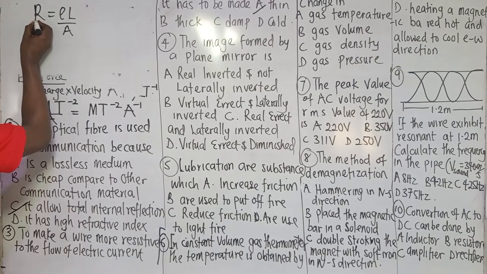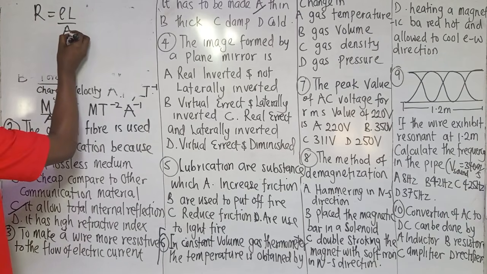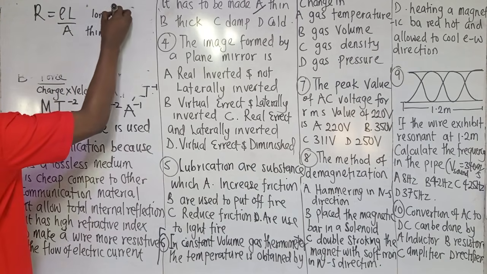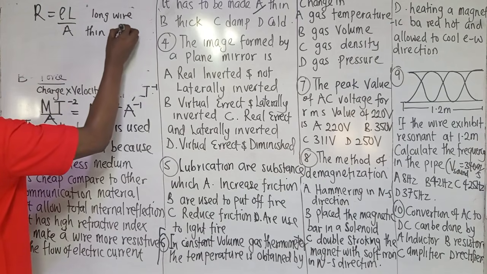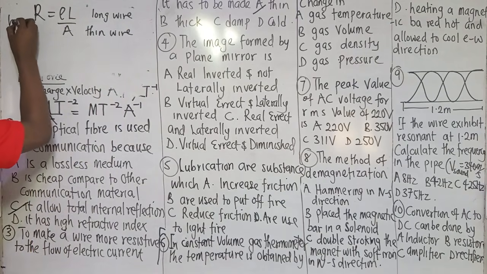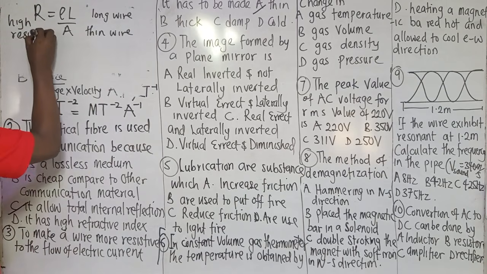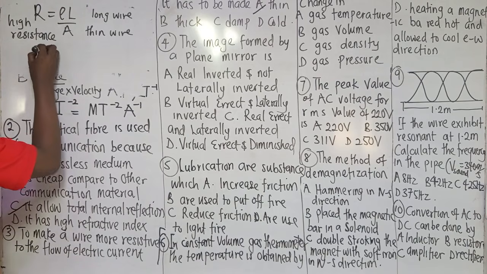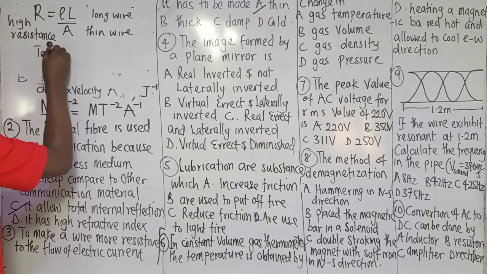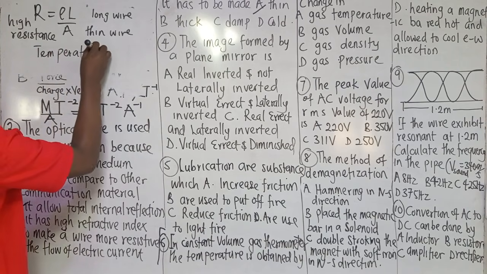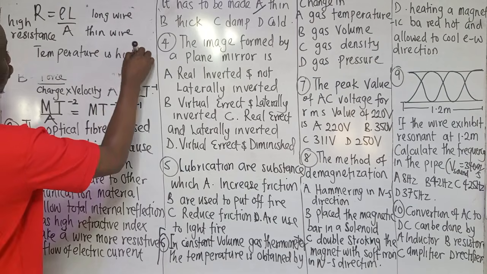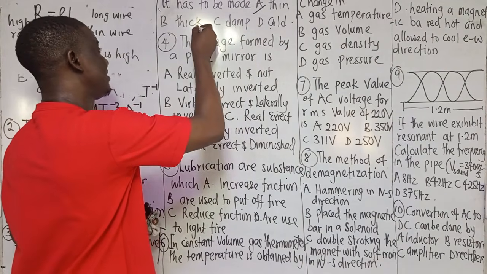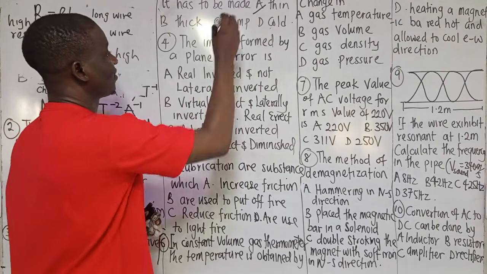So for you to produce high resistance, it means that you must use thin wire and long wire. Thin, long wire to produce high resistance to flow of current. And don't forget that the temperature must also be high, because you must use a hot wire for high resistance. So in this case, you cannot have a cold wire, you cannot have a damp wire. Thick is for reduced resistance. So the answer is A.